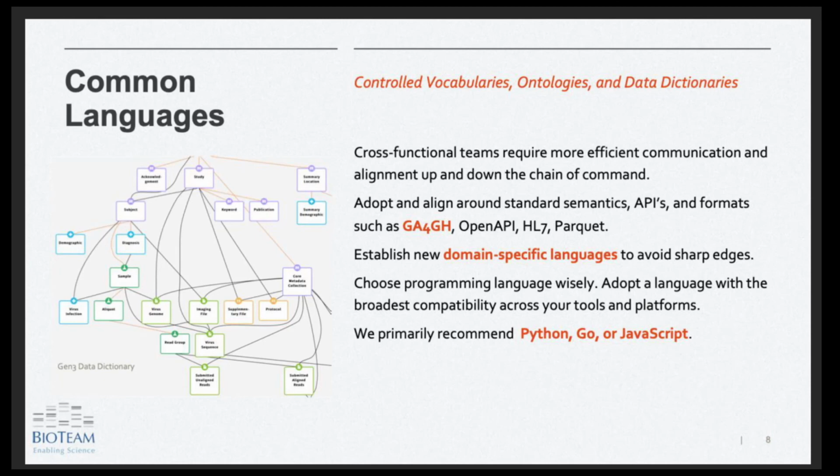I would also argue that choosing programming languages matters, right? So we have the languages we speak to each other, but I think adopting programming languages with a broad use across different platforms is really important. So if I was making a recommendation, I'd probably stick with Python, Go, or JavaScript just because of how ubiquitous they are across platforms, services, and providers.